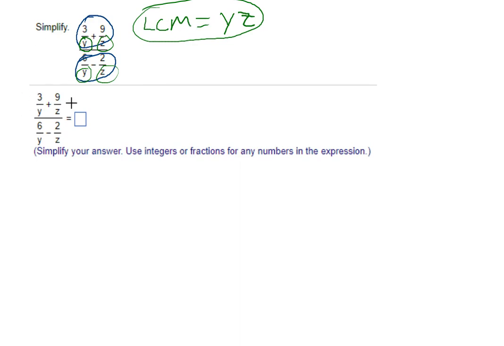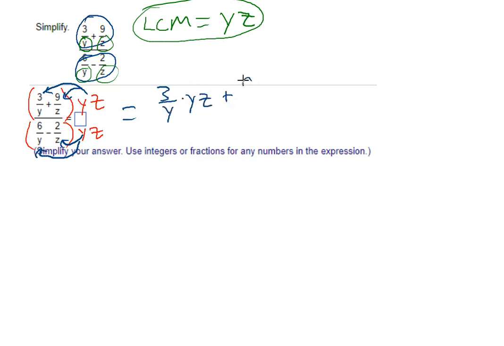I take the common denominator and I multiply it to the top and bottom of my big fraction. So I'm going to multiply the LCM to the top and I multiply the LCM to the bottom. And then you'll distribute, so it gets multiplied to each fraction here, if I can draw my arrows well enough. All right. And so what we're going to end up with is 3 over y times yz plus 9 over z times yz.